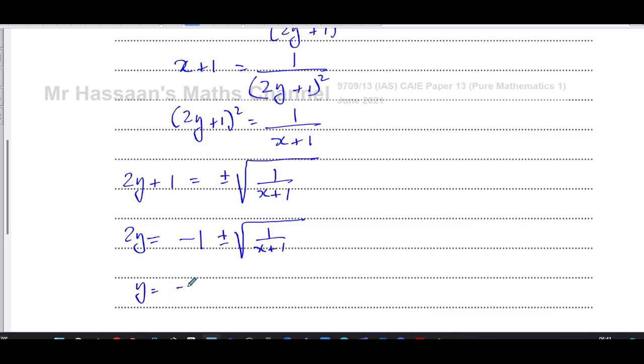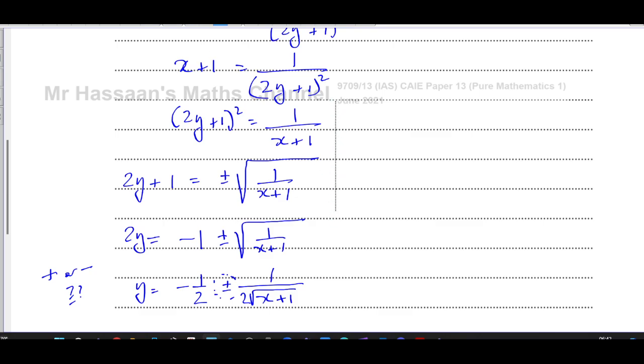So you have y equals minus a half plus or minus 1 over 2 times the square root of x plus 1. Okay, that's now the form of the inverse, but I have to decide what to choose. Am I going to do positive or negative? Okay, so I think it's going to be negative, but let's just verify it. I'll show you how to verify it.